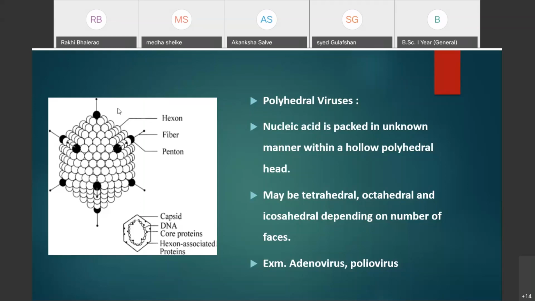Then the second morphological form is the polyhedral viruses. In the photograph you can see the nucleic acid, which is packed in an unknown manner within a hollow polyhedral head. Here you can see this is the nucleic acid.